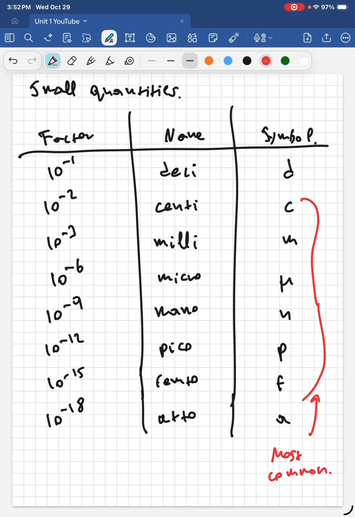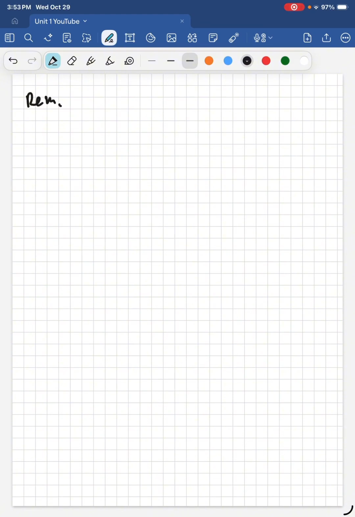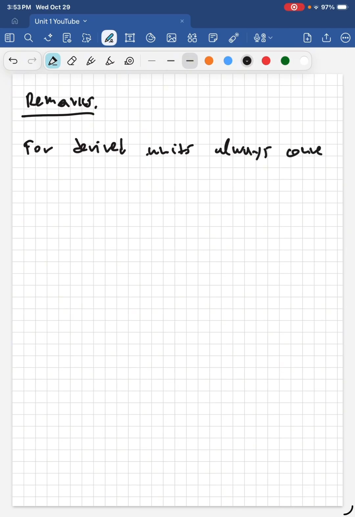All right, so it's a bunch of definitions, I'm sorry guys, but we have to go through this, okay? So, okay, remarks. For derived units, always convert the prefixes to the base quantity. So what do I mean by that?